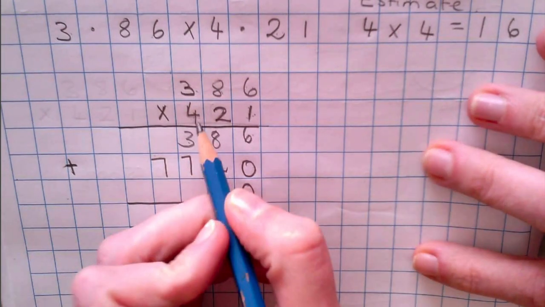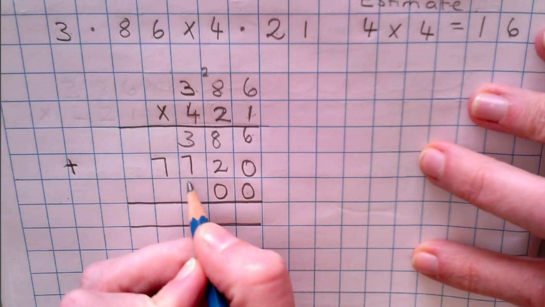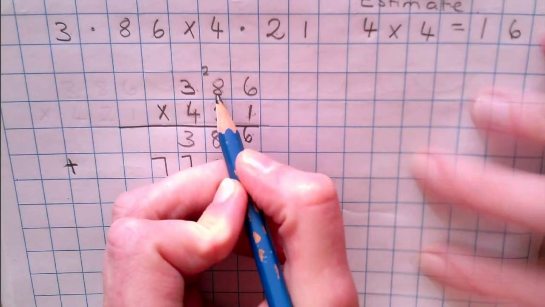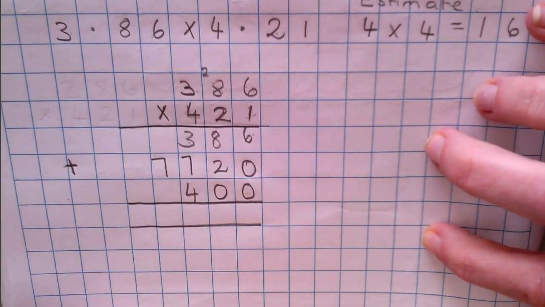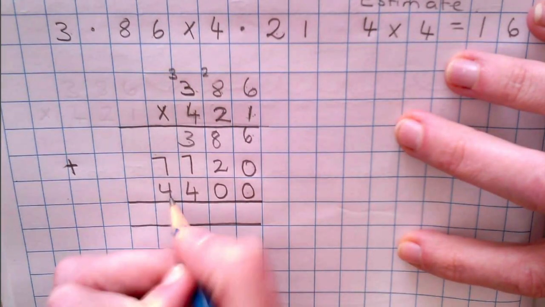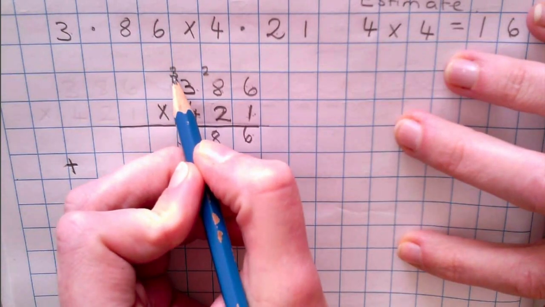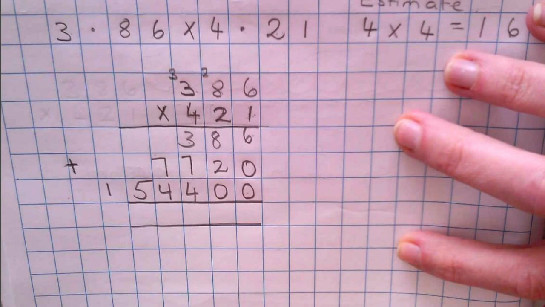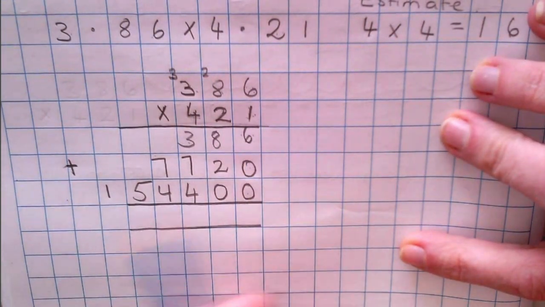So this time I'm going to go 4 times 6. 4 6s are 24. Then I'm going to go 4 times 8. 4 8s are 32, plus 2 is 34. And 4 times 3 is 12, plus 3 is 15. Okay, so now I can add these three numbers together to get my final answer.